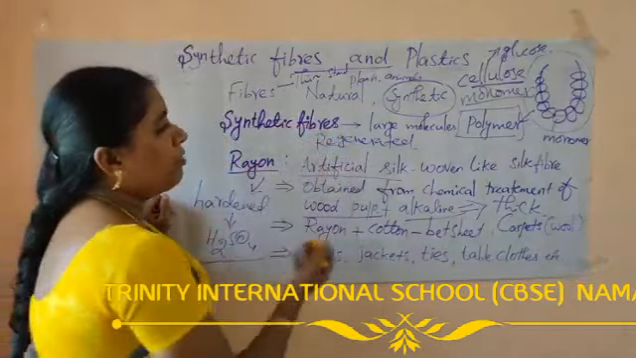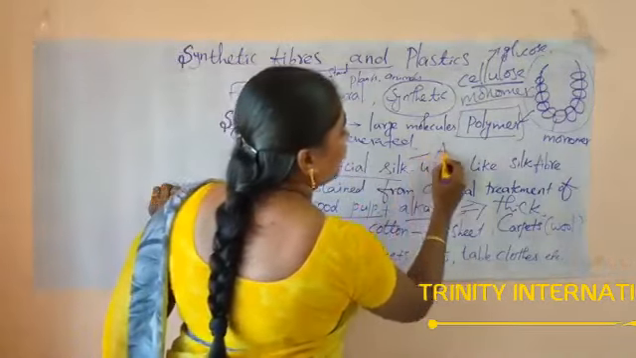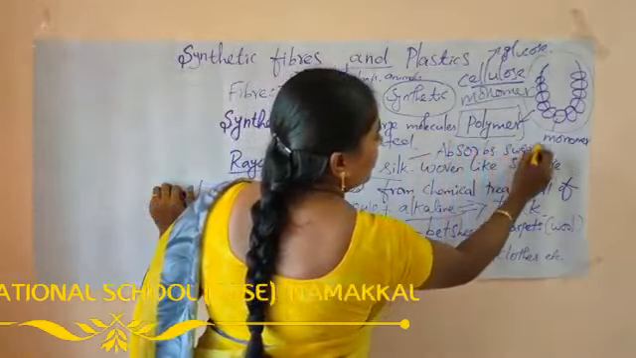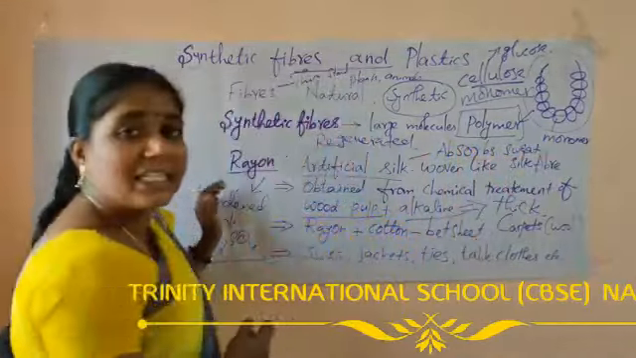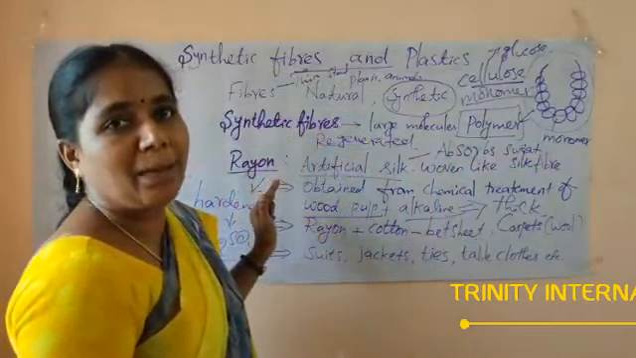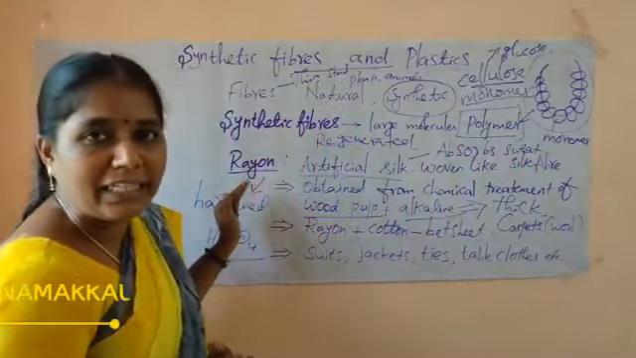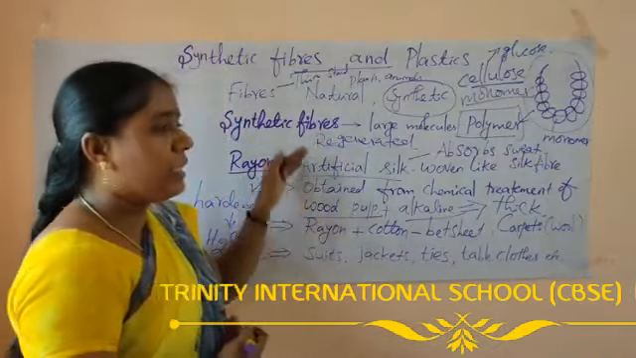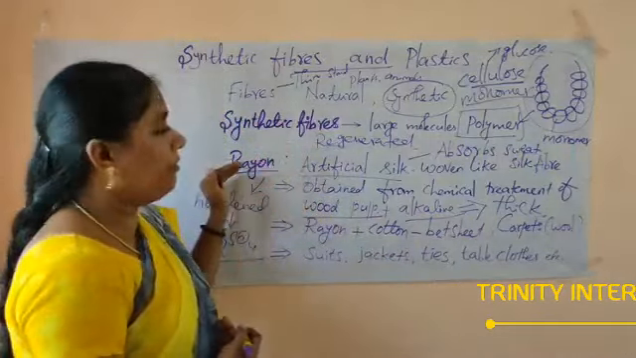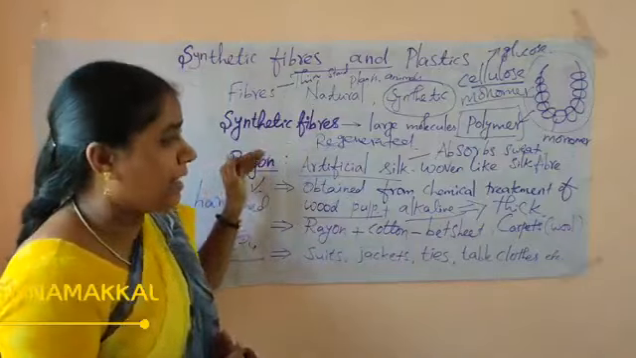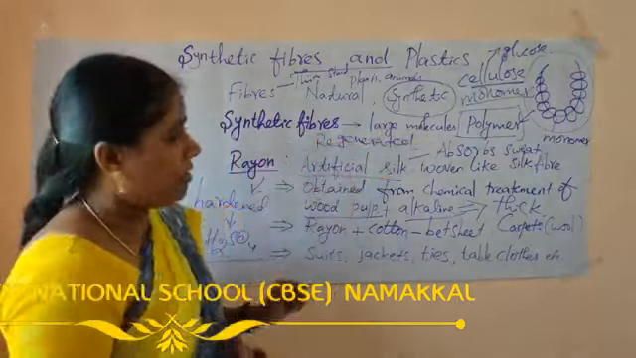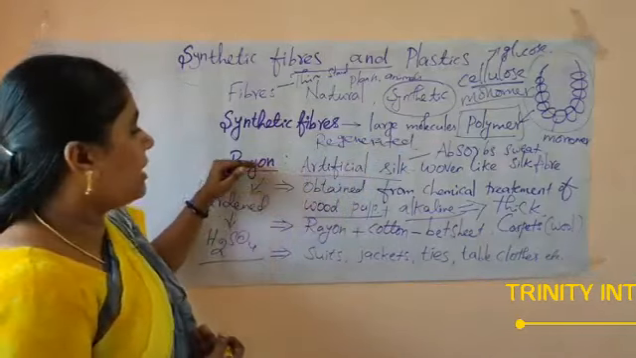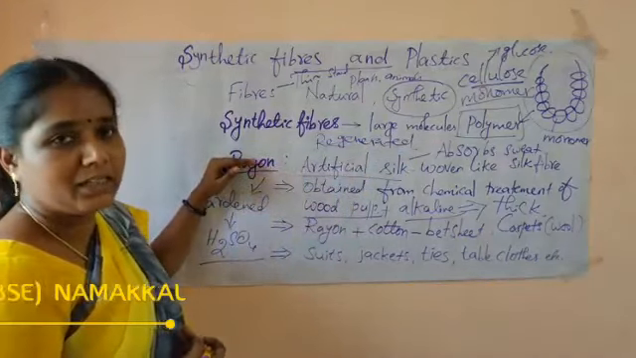And one of the main qualities is that it absorbs sweat easily. So it is easy to wear in summer. During the summer season also, we can easily wear this rayon because it absorbs sweat. So this rayon is otherwise called artificial silk and also regenerated silk.